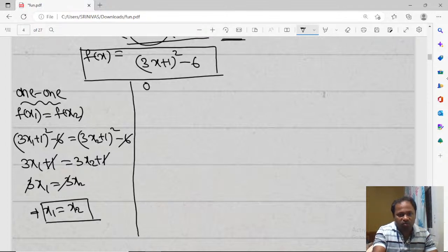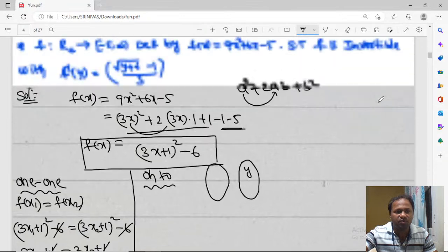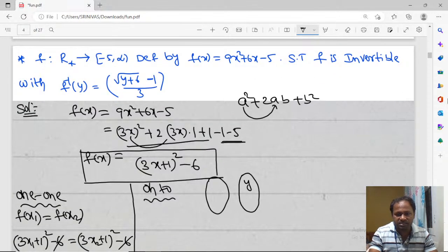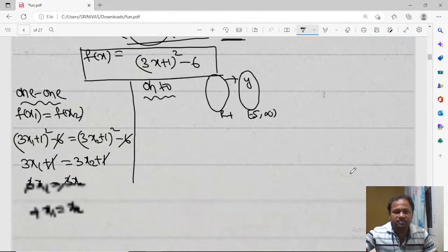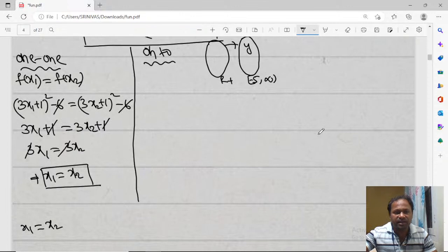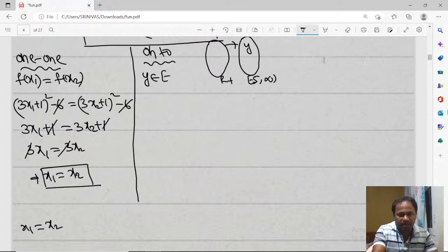Now onto function. What is onto function? Onto function means same method. I will take y belongs to codomain. What is the codomain here? The codomain is the closed interval minus 5 comma infinity. Domain is R plus. Okay, right. So I will take one element in codomain. What is that? y belongs to codomain, closed interval minus 5 comma infinity.